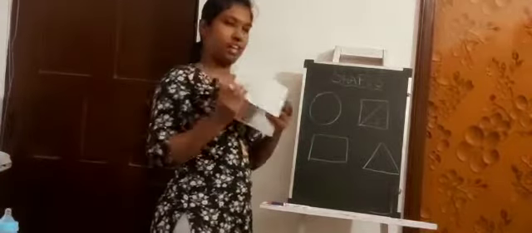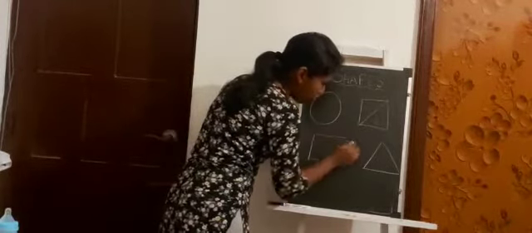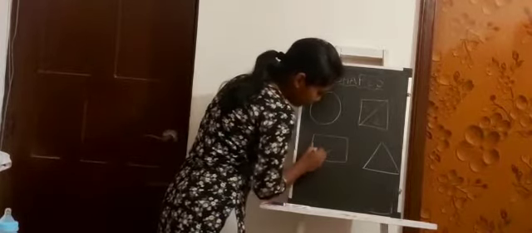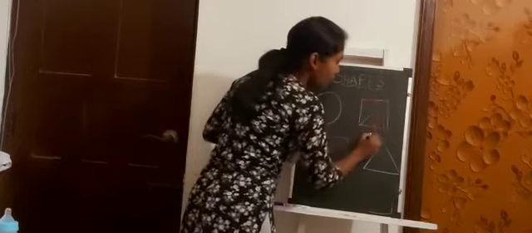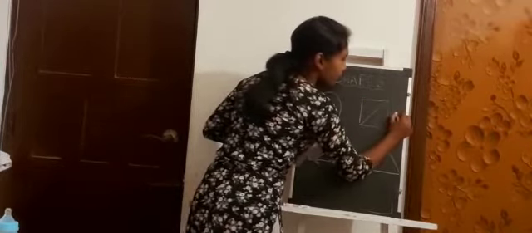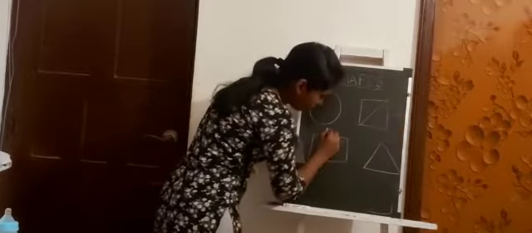And next we learnt about the rectangle. Rectangle also has four sides, it has four corners, and it can also be separated into two diagonals. The four sides of the square are equal. The opposite sides of the rectangle are equal, and these two opposite sides of the rectangle are equal.